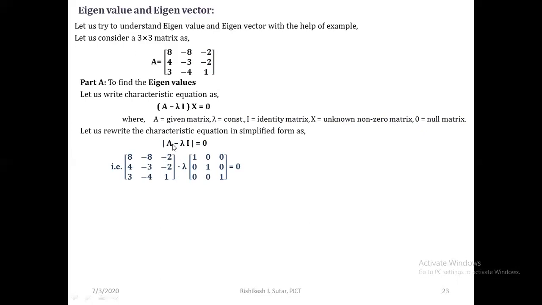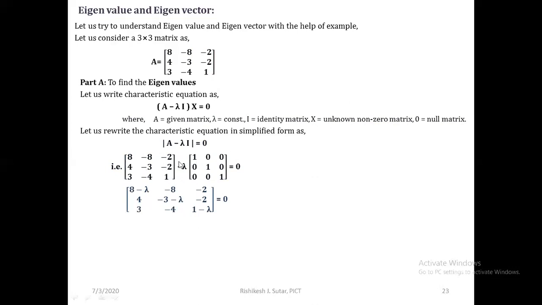That is, A I can write as [8, -8, -2; 4, -3, -2; 3, -4, 1] minus λ times I. I is an identity matrix, so as we have considered A as a 3 by 3 matrix, we have to consider the identity matrix also of 3 by 3. So it is [1 0 0; 0 1 0; 0 0 1], equal to 0.